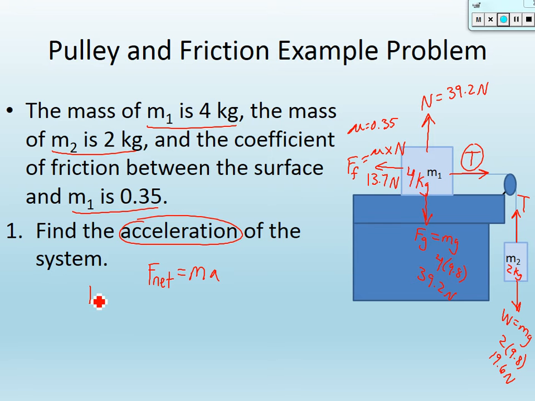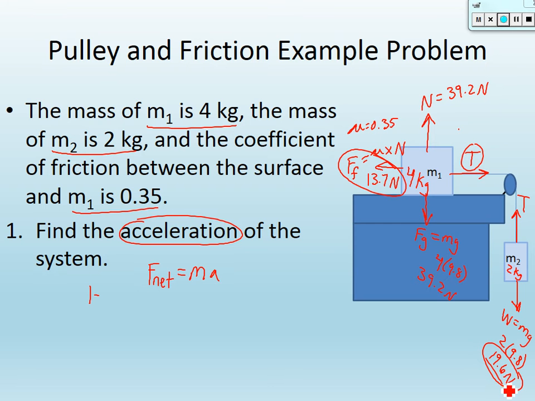So let's write the first equation here. I don't know, let's just pick M1. But before we can do anything, we need to compare two forces. Which two forces should we compare? Force of friction on M1 and the force of gravity on M2. Which one's larger? Force of gravity. So is there a net force on this system? Yeah. Will it accelerate? Yes. Which way?